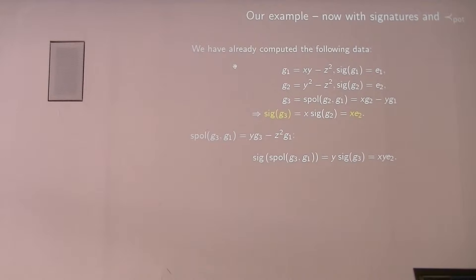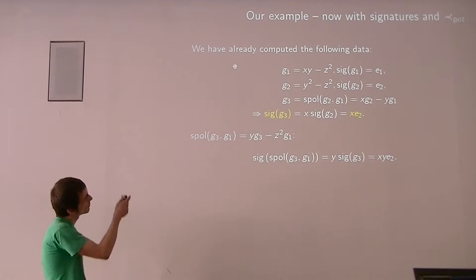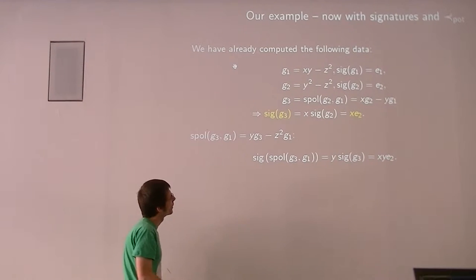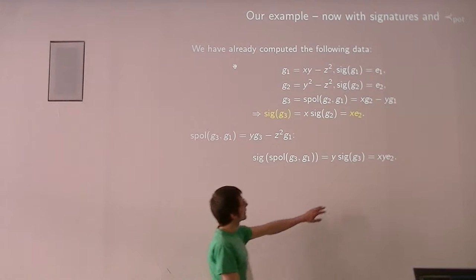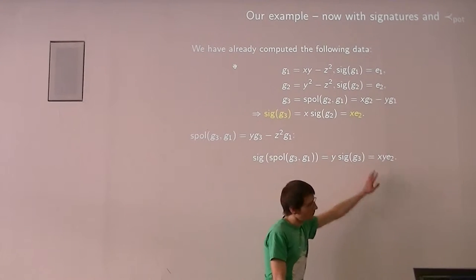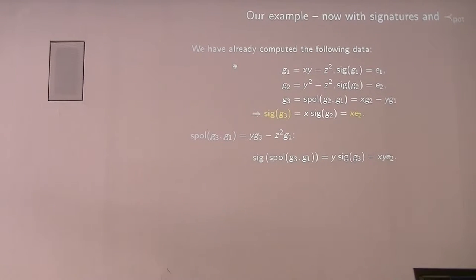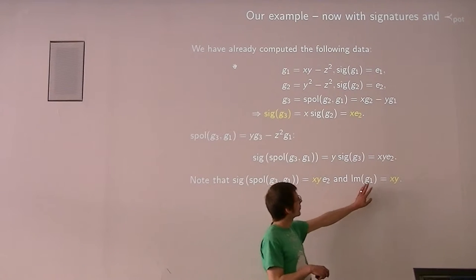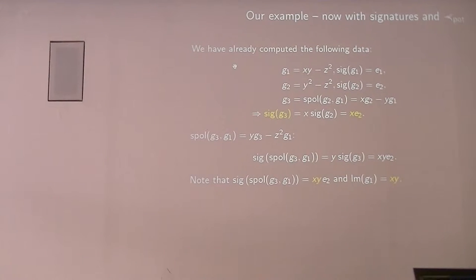But then in our example we went on and we made the S polynomial of g3 and g1, which was y times g3 minus z squared times g1. As I've shown you, the signature of this S polynomial would be y times the signature of g3, because this has position 2, and this has position 1. So we end up with xy e2 as the signature of this S polynomial. But now we should note one thing, namely that this signature has the term xy, and the leading monomial of g1 is also xy. And so in a signature-based Gröbner basis algorithm, the nice fact is that at this point we know that this S polynomial will reduce to 0. Why? I will explain in the following slides. But in a signature-based algorithm, we can stop right at this point, and we do not have to do this computation.